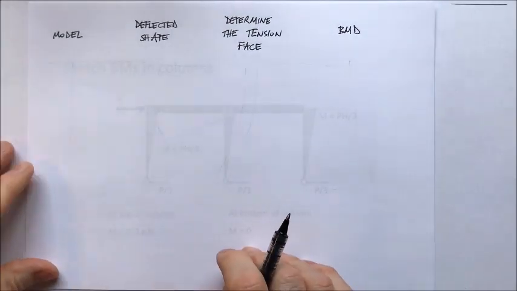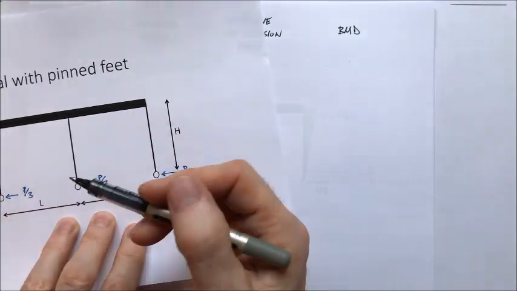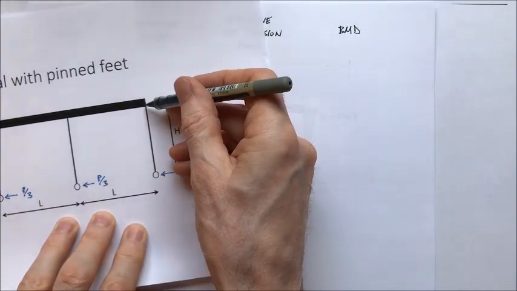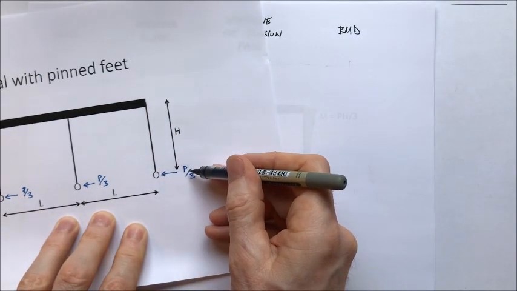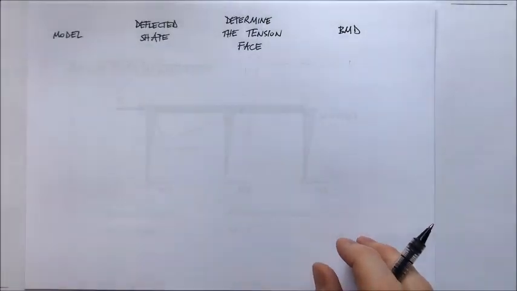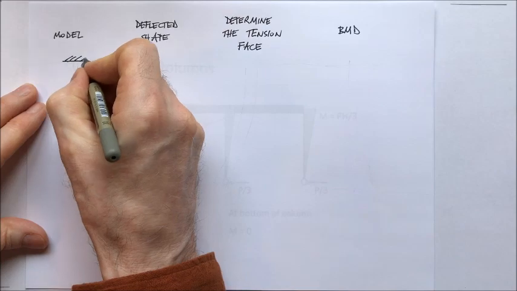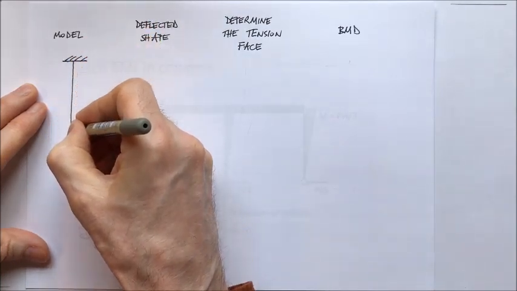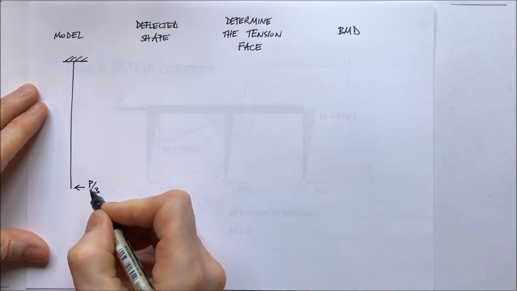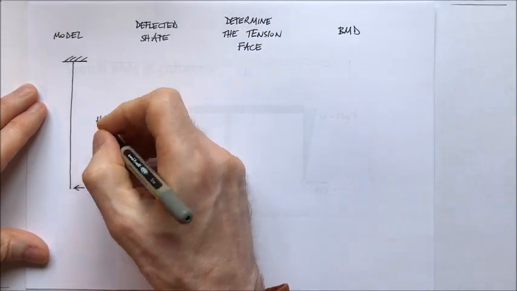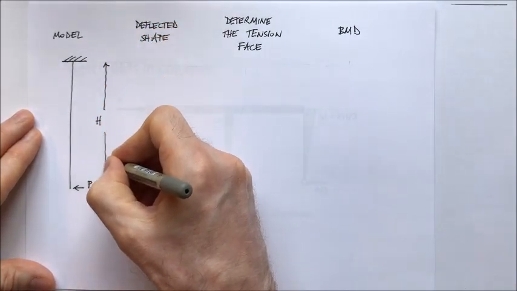Well, I'm going to model each leg. It doesn't matter which leg, so let's go for the end leg here. I'm going to model this leg, I'm going to say it's fixed at the top, pinned at the bottom, and it has a force of P over 3 applied to it at the bottom. So here's the model, there we are, fixed at the top, and there's that leg sticking down, and it has this force of P over 3 applied to it, and the height of it is H, from the top down to the bottom.